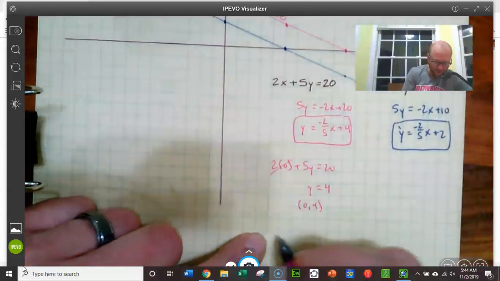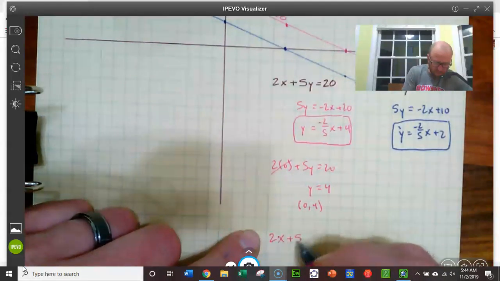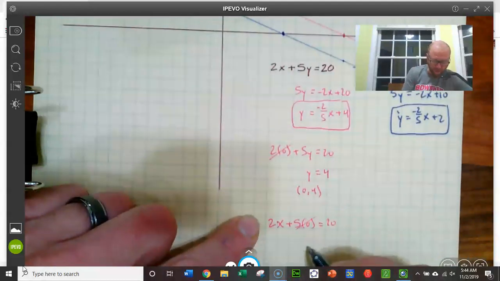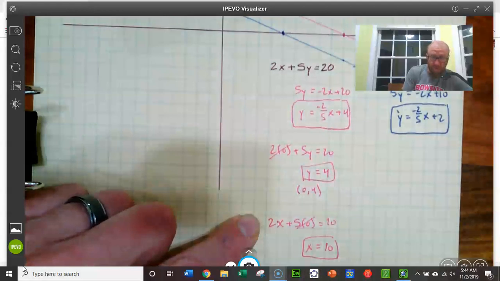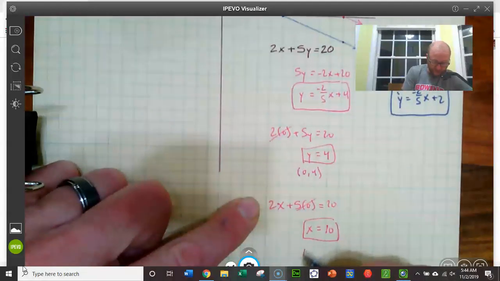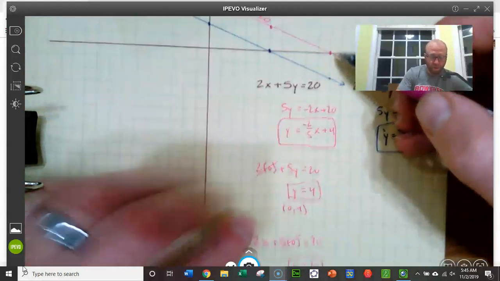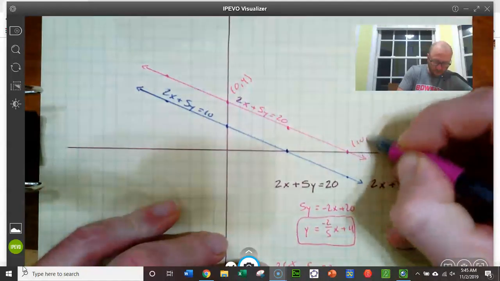Then we could say, well, I'm going to replace the y with a 0 this time, so 2x plus 5 times 0 equals 20. And that eliminates that term completely. Divide by 2 on each side, and x equals 10. Which means that the point 10, 0 is on the line, which is out here. So I've got 0, 4, and 10, 0.